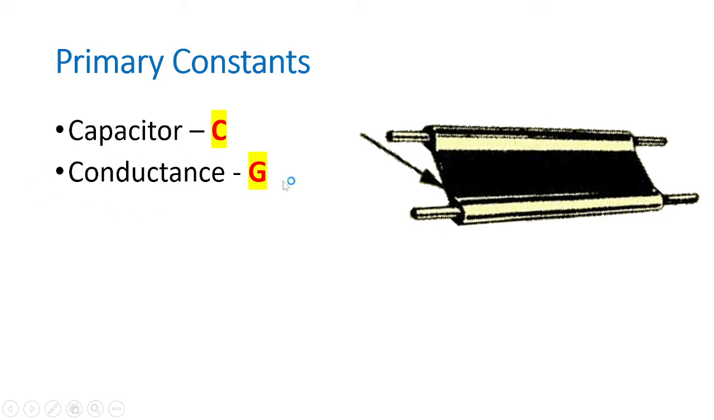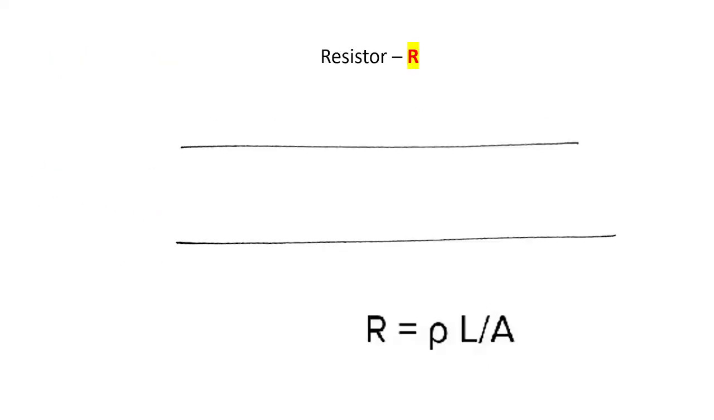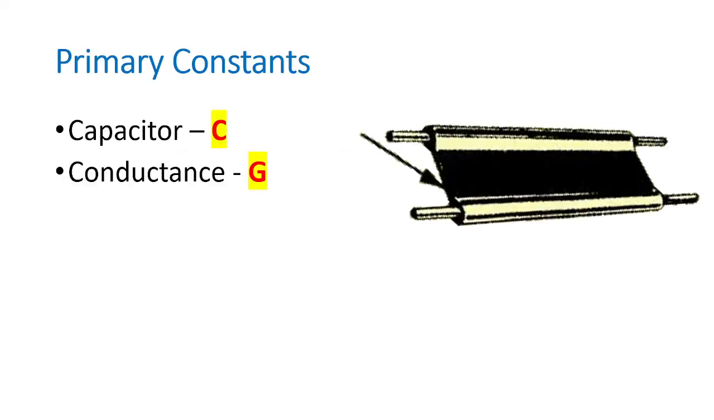Why do we call leakage a conductance? Because resistor is nothing but the opposition to current, so we call it a resistor. And leakage is nothing but your conductance, because conductance is the inverse of your resistance. So resistor resists and conductance leaks, which is an opposite effect. So we consider conductance as the leakage in this transmission line.